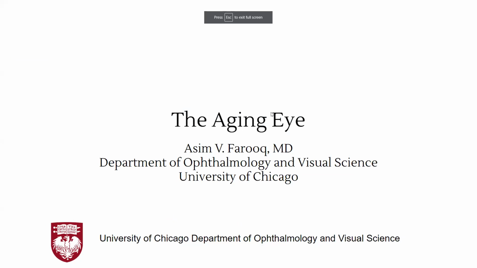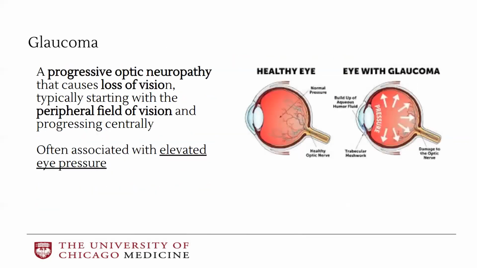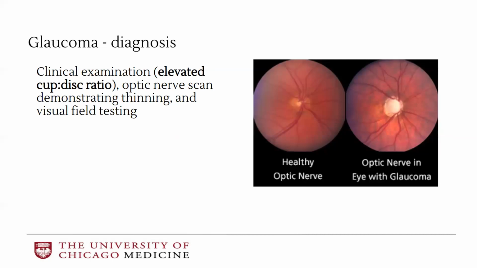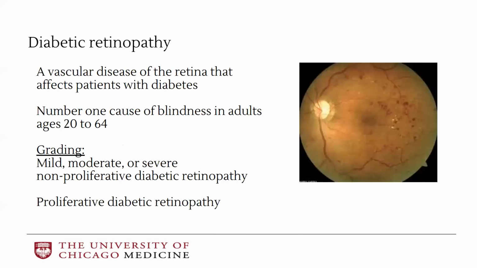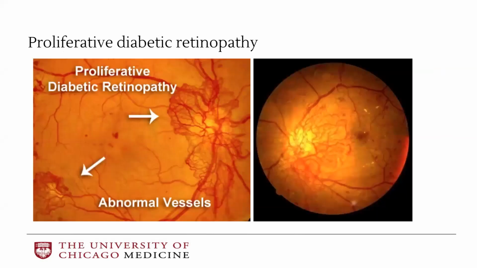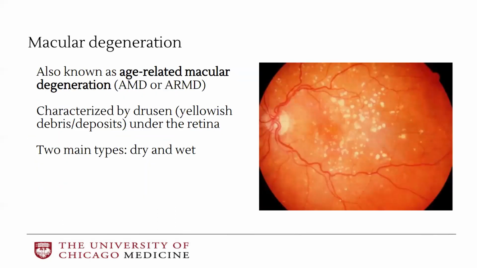All right, so I'm going to forward through. These are some of the things that I talked about last time. We talked about cataract, we talked about glaucoma, and I believe we covered diabetic retinopathy. So I'll start off with macular degeneration, because I think that was something that you all wanted to hear about a little more.